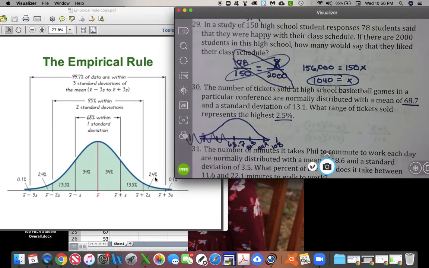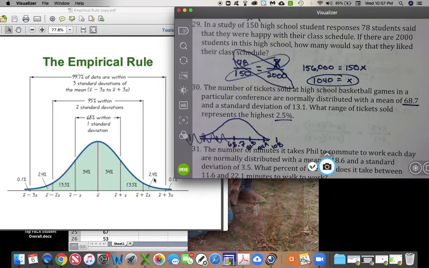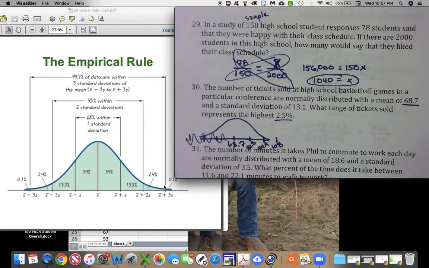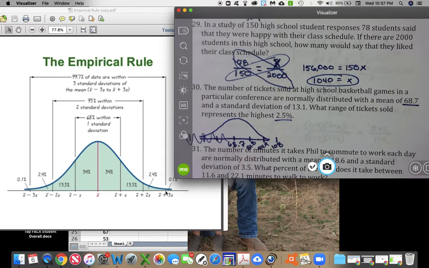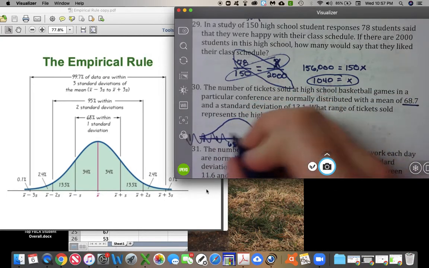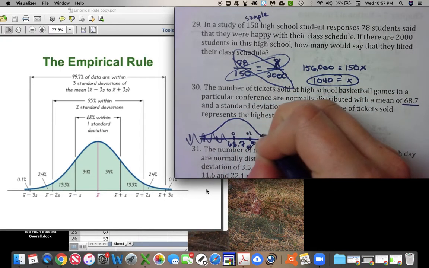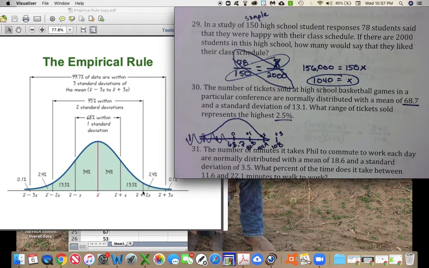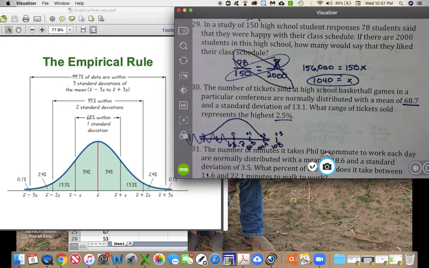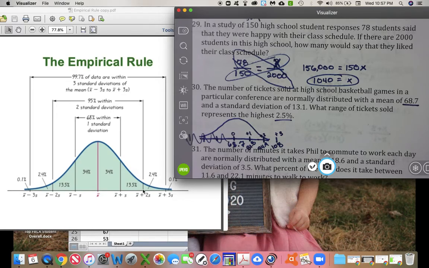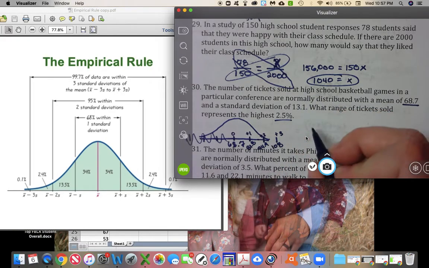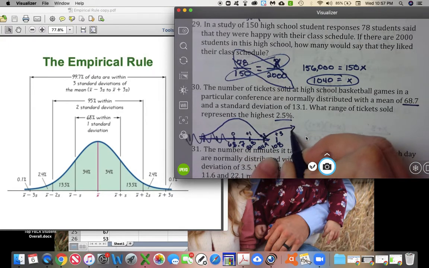What range of tickets sold represents the top 2.5%? On our empirical rule sheet, we said that 2.4% are going to be in between +2 and +3, and 0.1% are going to be higher than +3. If you think about this as being 0, this is +1, this is +2, this is +3. The top 2.5% is going to be everybody from the +2 on up, because 2.4 plus 0.1 is 2.5%. So for a normally distributed number of tickets, it would be from here on up.